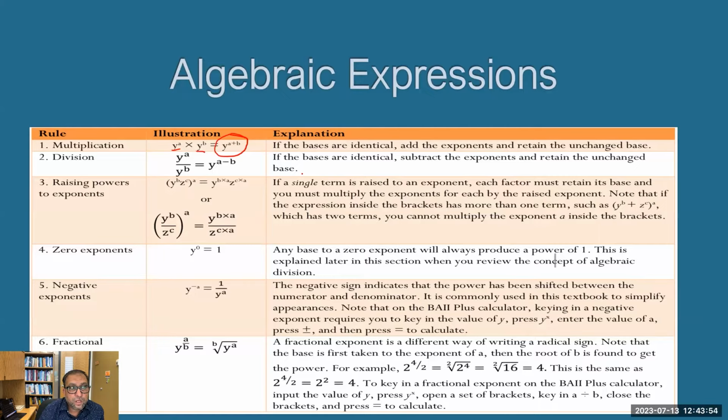Now, if there is a multiplication possible, raising powers to an exponent, in that case, if a single term is raised to an exponent, each factor must retain its base, and you must multiply the exponent of each by the raised exponent. So that's an exponent multiplied by an exponent. And here we see an example like y exponent b, z exponent c raised to the power a. So the end result is that we have y^(ab) times z^(ac).